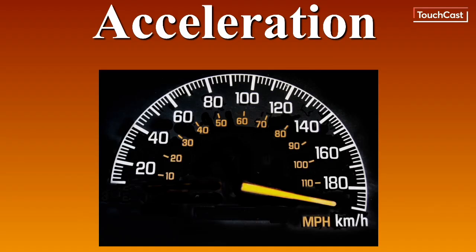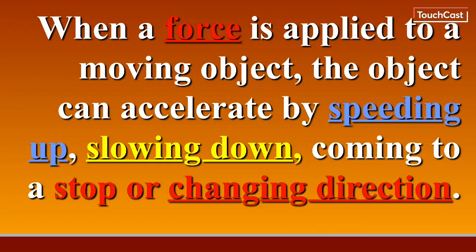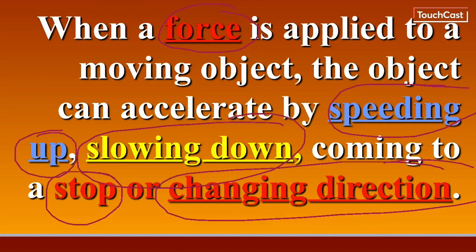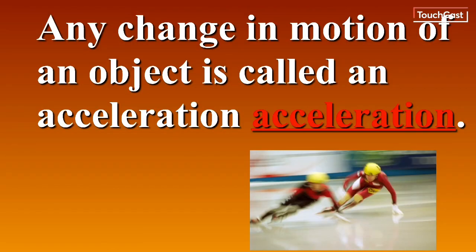Lastly, we're talking about defining an acceleration for an object. When a force is applied to a moving object, the object can be accelerating by speeding up, slowing down, stopping, or changing directions. Those are your blanks. Any change in motion of an object is called an acceleration. I don't know why it's on there twice, but it is what it is.